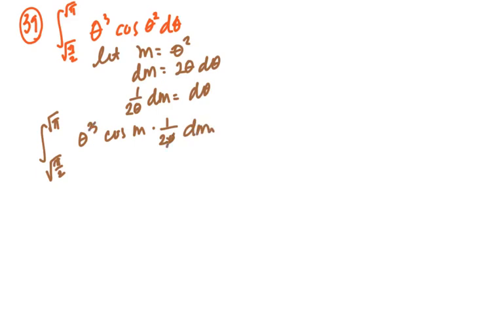Now this theta cancels with one of these, so I have theta squared. But notice that's also our m up here. Theta squared is our m, so let's switch that out. Let's make that substitution. So we have the integration from the square root of pi over 2 to the square root of pi. And then we have m cosine m dm, and we have a 1/2. I forgot the 1/2. Now you can see the u sub is going to be not too bad. So we let u equal 1/2 m.